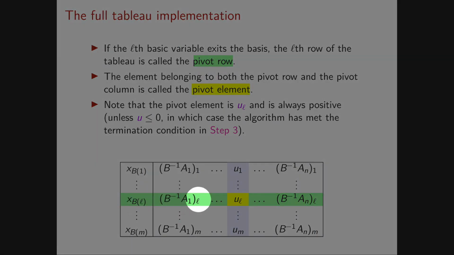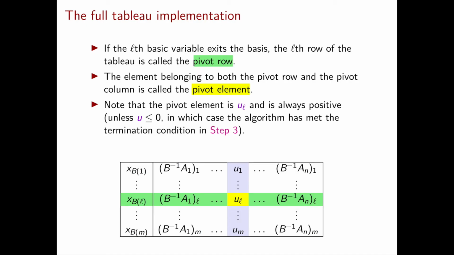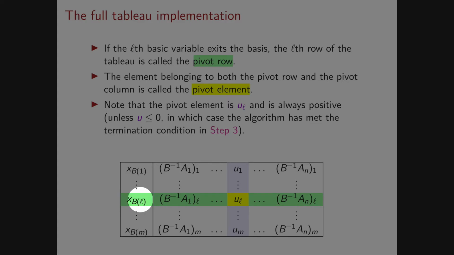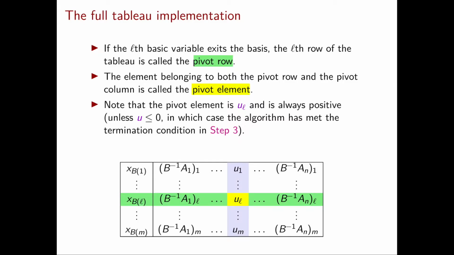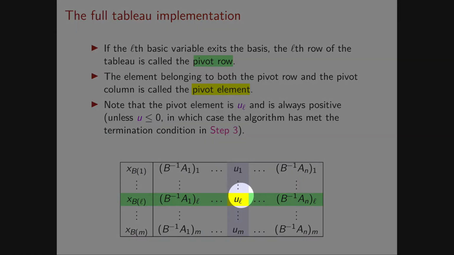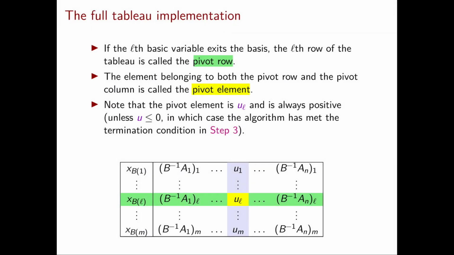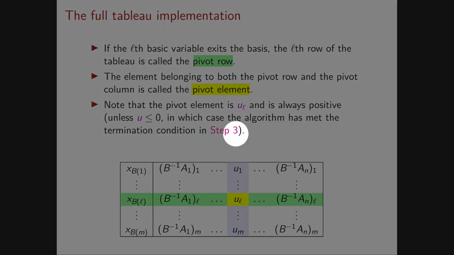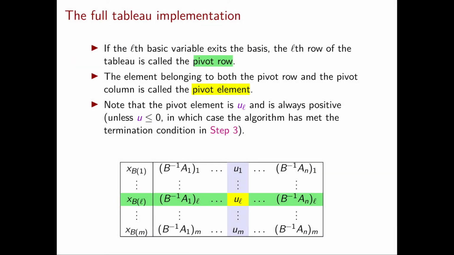So here in green we have our pivot row, and it corresponds to the variable that exits the basis. Now we have a pivot column and a pivot row, and there's a unique element at the intersection of them, and this is called the pivot element. By construction, this is the entry UL of the vector U. We already know that this element is very special. In fact, it follows from the definition of theta star, or of L, that UL is always positive, unless the termination conditions in step 3 are met, which tell us that the problem is unbounded.